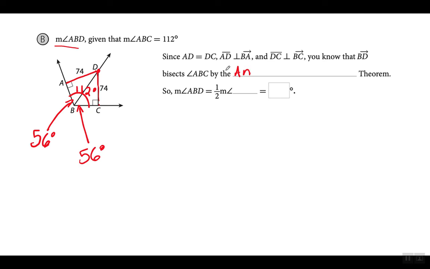All right, so you know that ray BD bisects angle ABC by the angle bisector theorem. So the measure of angle ABD is half of the measure of angle ABC. So it's going to be 56 degrees.